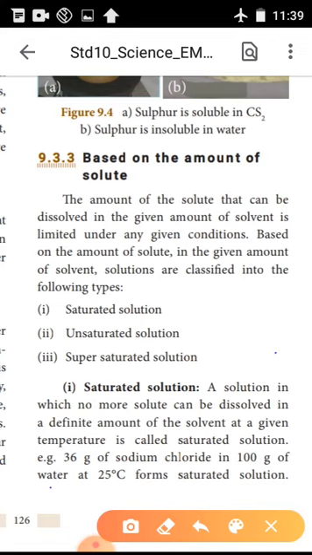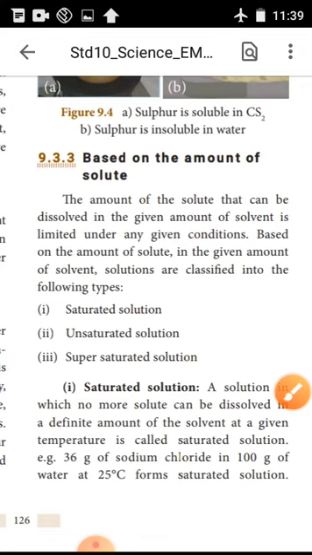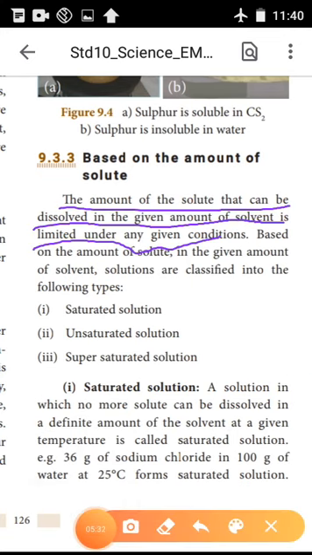So what is the nature of solute? The nature of solute is solid, for example sugar and salt. So the amount of solute, for example, if you are taking 10 gram sugar or 15 gram sugar or 20 or 30 gram sugar, that is the amount of solute.